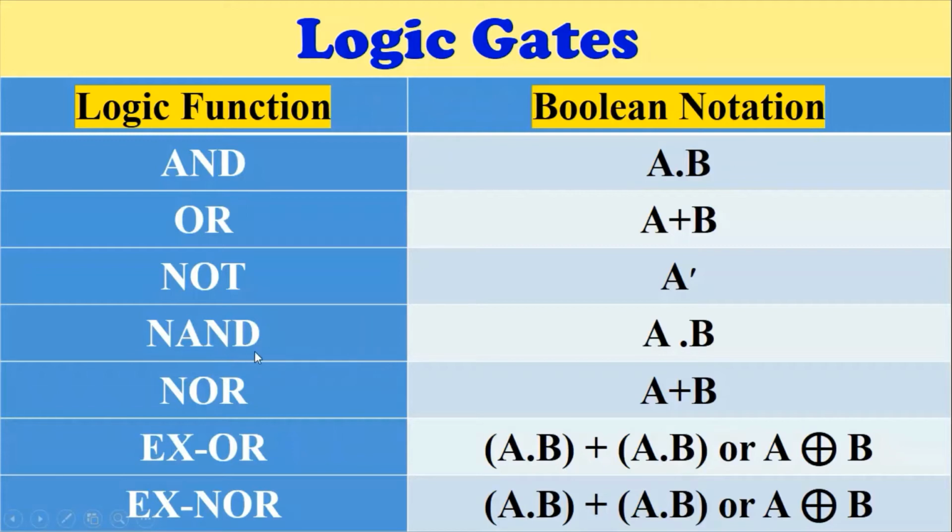The next logical function or logical gate is NAND. NAND means a dot b, then NOR a plus b, exclusive OR, and XNOR as well. So one by one we will discuss all these logical gates.